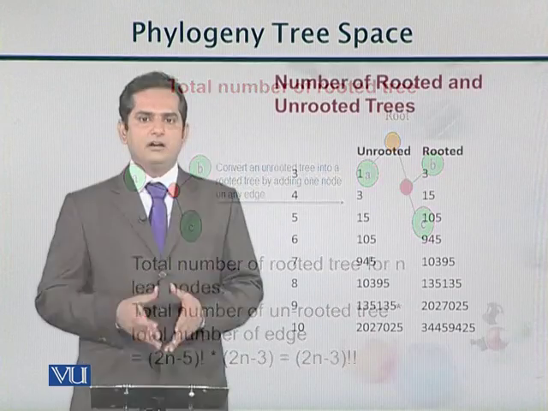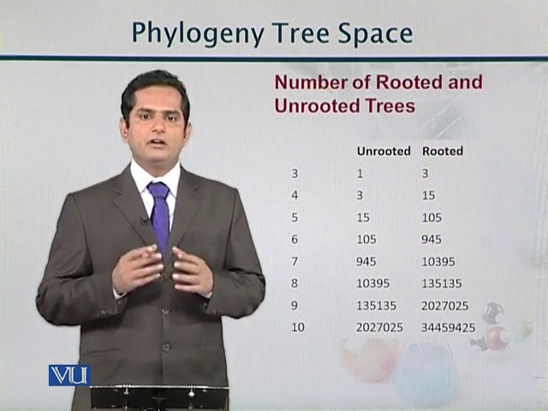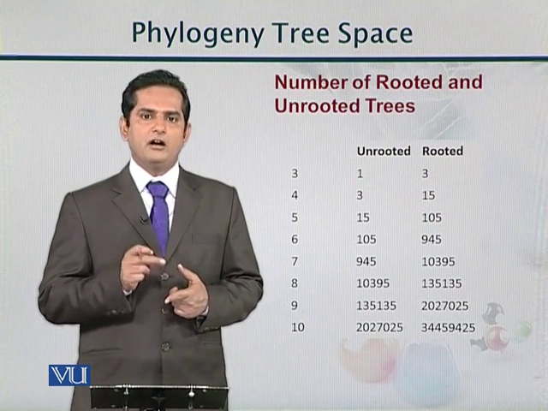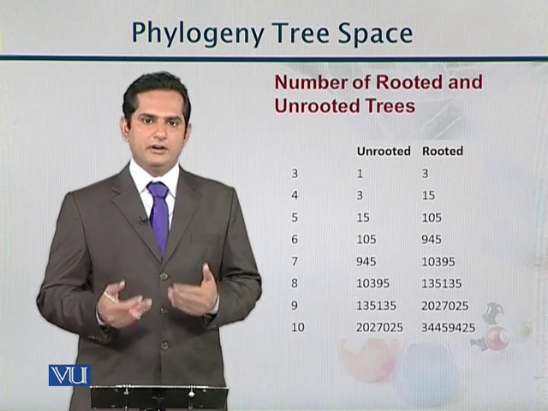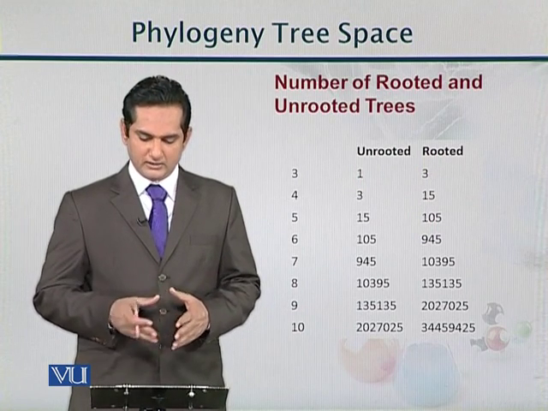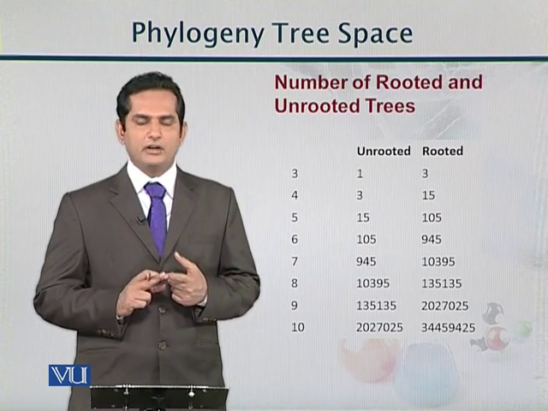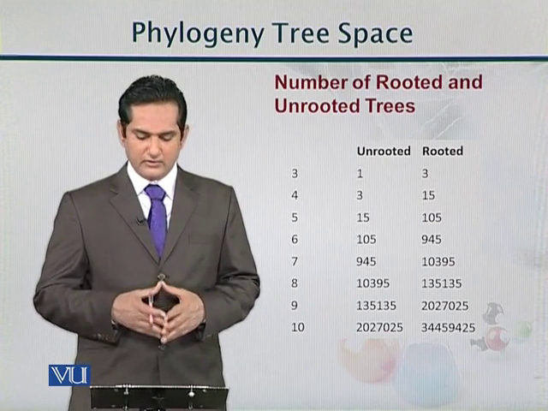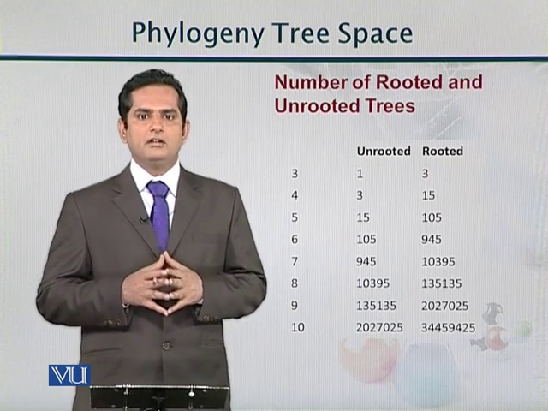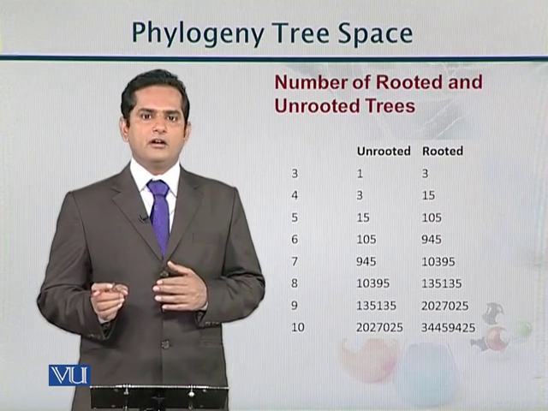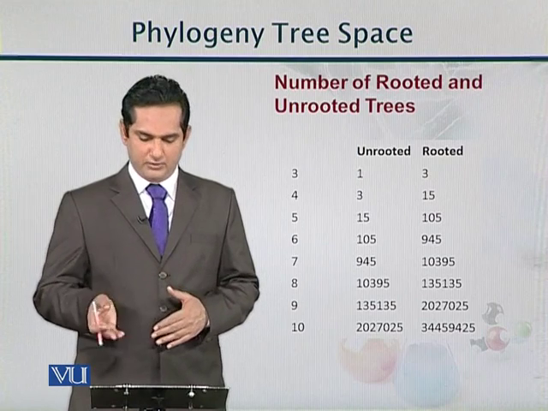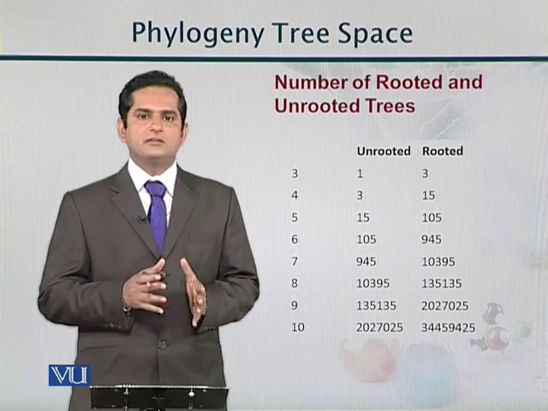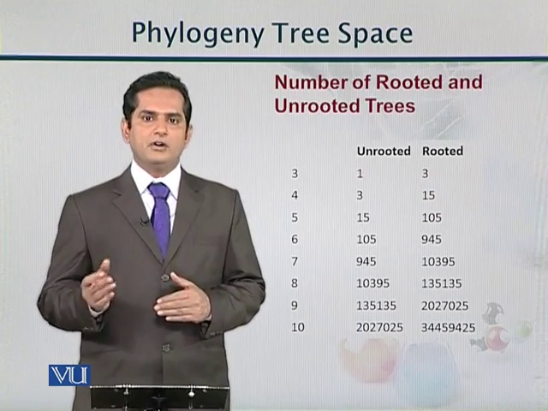In the last slide, we have shown an example of how many rooted trees and how many unrooted trees can be generated from a given number of sequences. If we have 3, then we have 1 unrooted tree and 3 rooted trees. Similarly, this list goes on, and you can see that when the number of sequences becomes 10, the number of rooted trees becomes very high as compared to unrooted trees. So unrooted trees grow less with the number of sequences as compared to rooted trees.